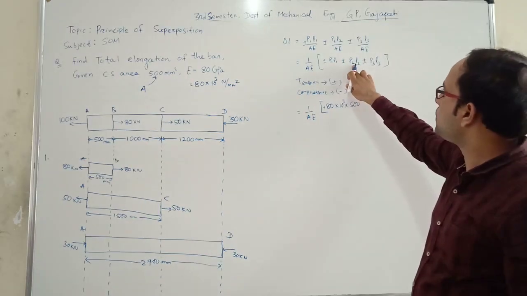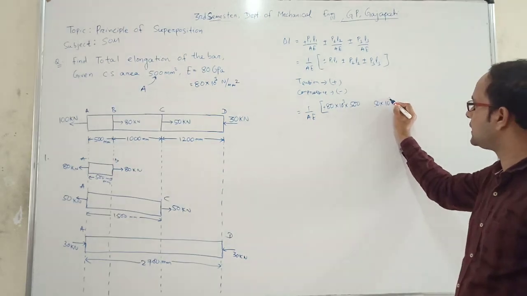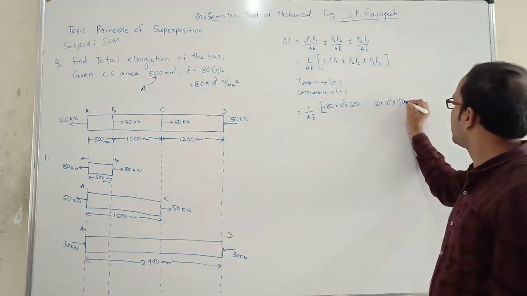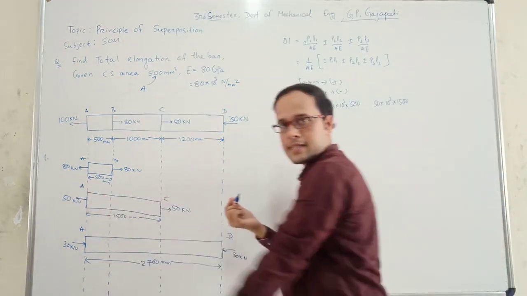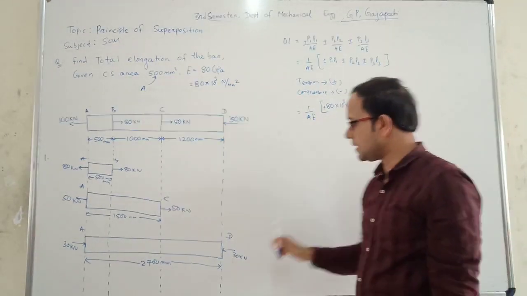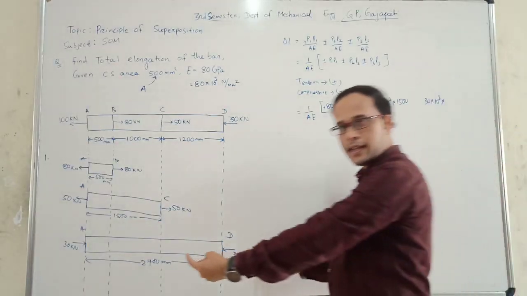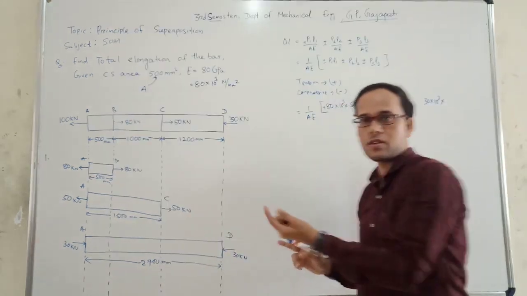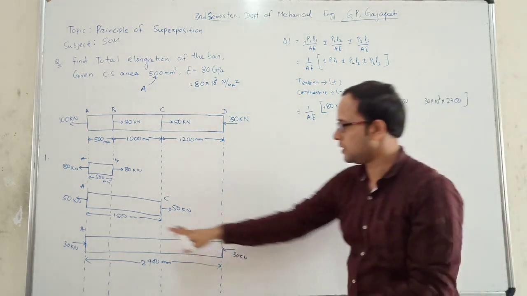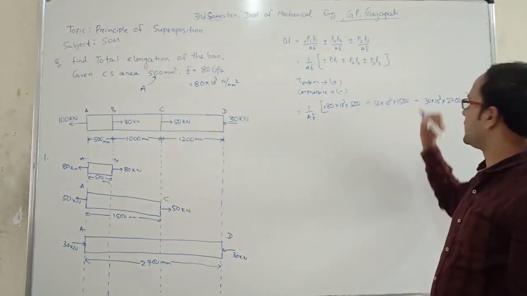Okay. Then come to P2. P2 is nothing but 50 kilonewton. So we will write 50 into 10 to the 3 into what is the length? 1500 millimeters. Now this is also tensile in nature, so we will take plus sign. Now come to P3. P3 is 30 kilonewton. So 30 into 10 to the 3 into what is the length? That is nothing but 2700 millimeter. Now for this section AD, 30 kilonewton is compressive one, so we will take negative sign.